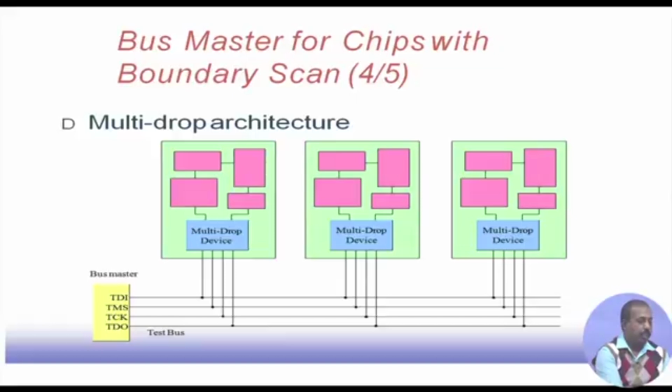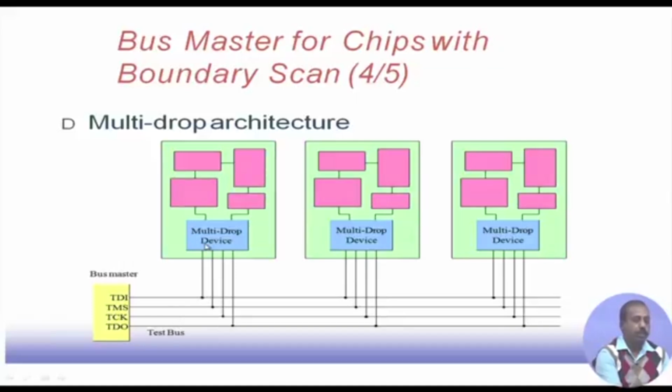Now, multi-drop architecture. Multi-drop architecture means it is like a bus. A test bus consists of these 4 lines, TDI, TMS, TCK and TDO, and naturally we have a multi-drop device connected to each bus. In this particular case, all these signals are transported over the bus. Now, there must be some sort of addressing mechanism.